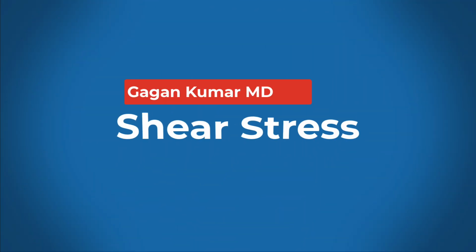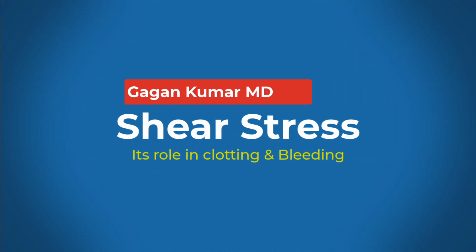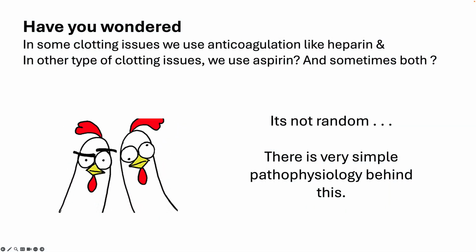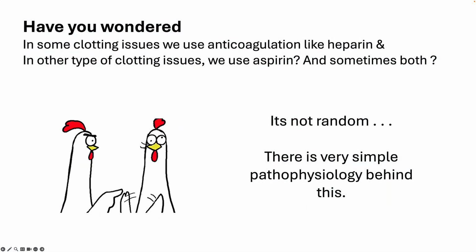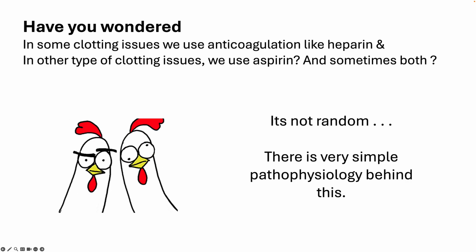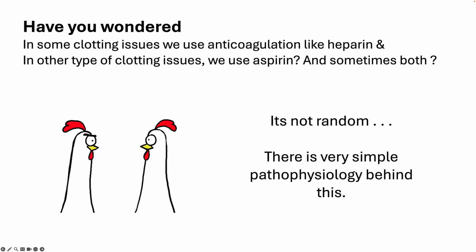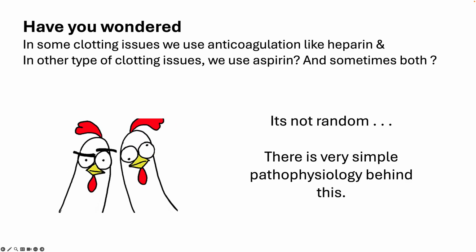Hello everyone, today we'll be talking about the role of shear stress in clotting and bleeding. Have you wondered, in some clotting issues we use anticoagulation like heparin, while in other clotting issues we use antiplatelet agents like aspirin and sometimes both? And this is not random, there is a very simple pathophysiology behind all this.